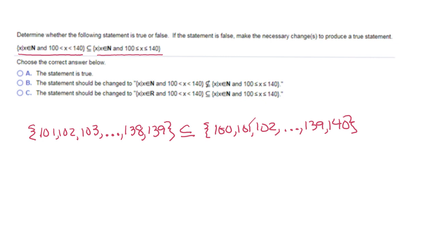All right, so we want to know if the elements in the first set are contained as elements in the second set. And you can see that it does. Every element in the first set is included in the second set. So therefore, this is considered a true statement.